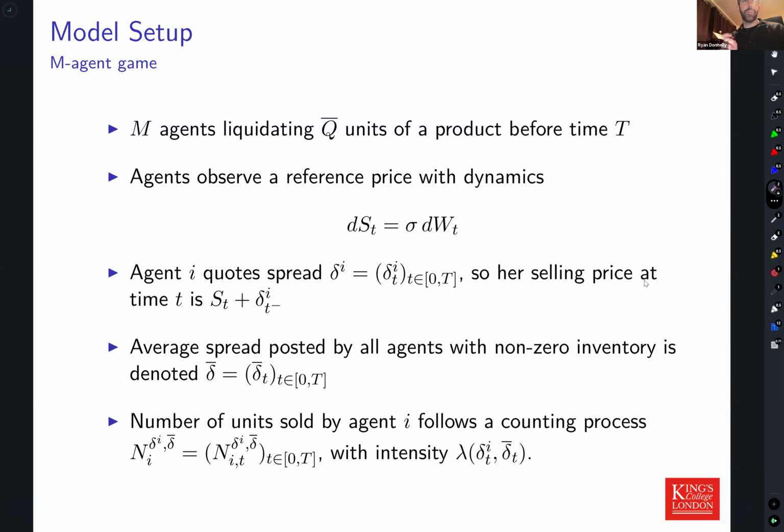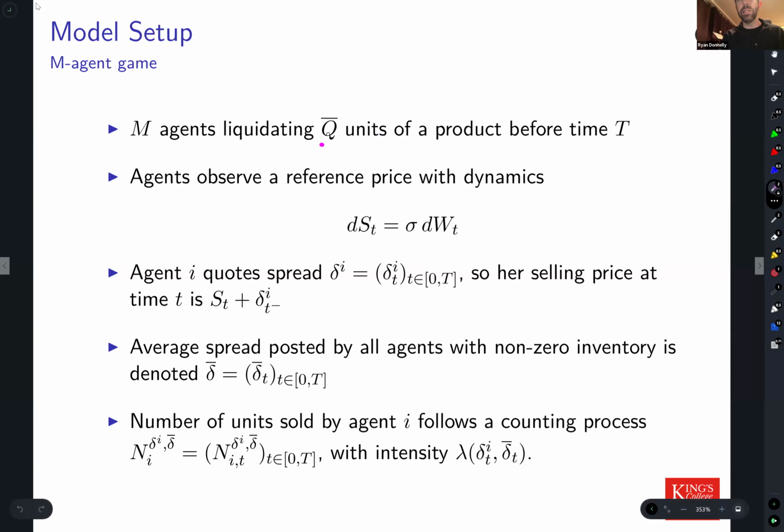Okay, let's start to look a little bit more in detail at the actual model that we're going to consider. I'm going to start with an M agent game. So we have a finite number of agents, and eventually we'll take M to infinity, and we can consider things in a mean field setting. We're going to say they're all holding capital Q upper bar units of some product, and they want to sell this before time capital T.